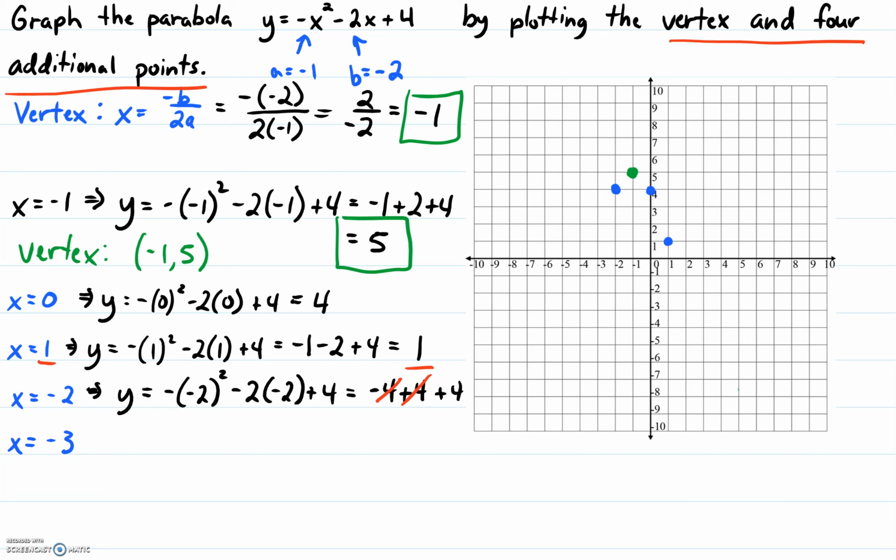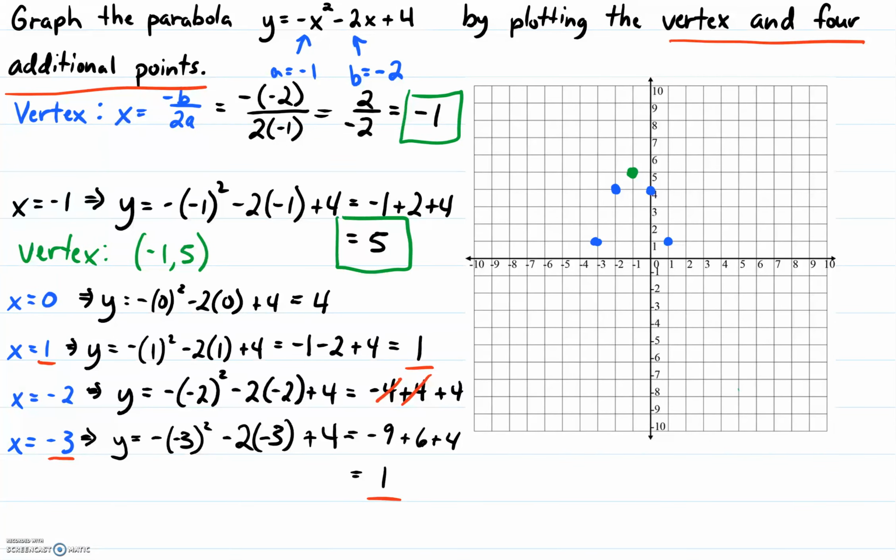And again, we already know that we're going to have the same thing, the mirror image on the left-hand side. But if you wanted to work it out, it would look like this. Plugging negative 3 into the place of x, y is equal to negative 3 squared minus 2 times negative 3 plus 4. The negative 3 squared is going to give us 9, times that negative is going to be negative 9. Negative 2 times negative 3 is going to give us positive 6, and then plus 4. So negative 9 plus 6 plus 4 is going to indeed give us positive 1. So again, that ordered pair we technically already know, negative 3, 1. That's the dot that we put just a second ago.